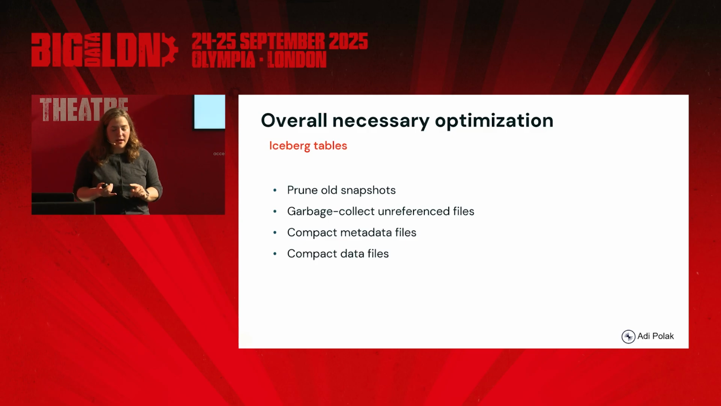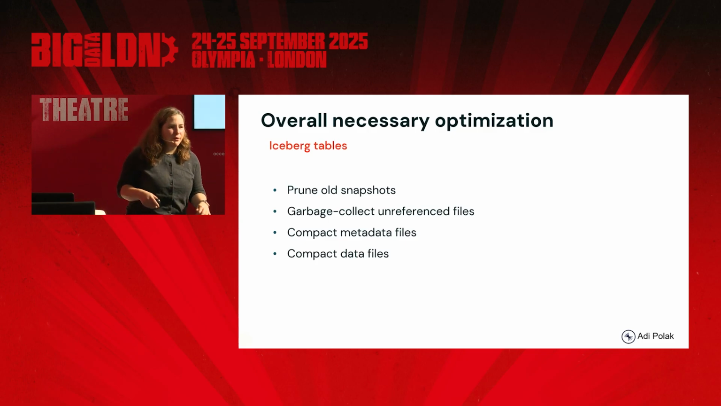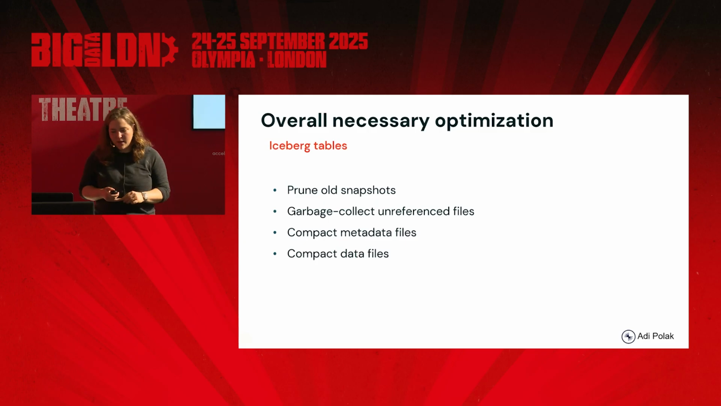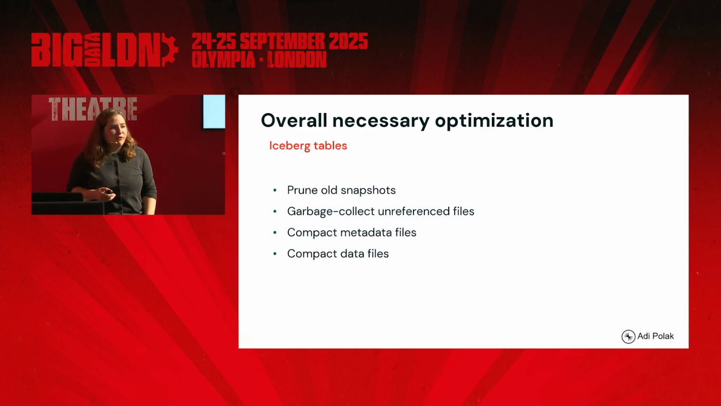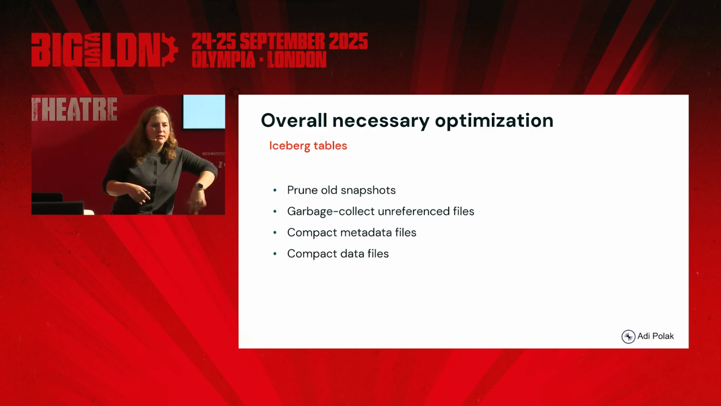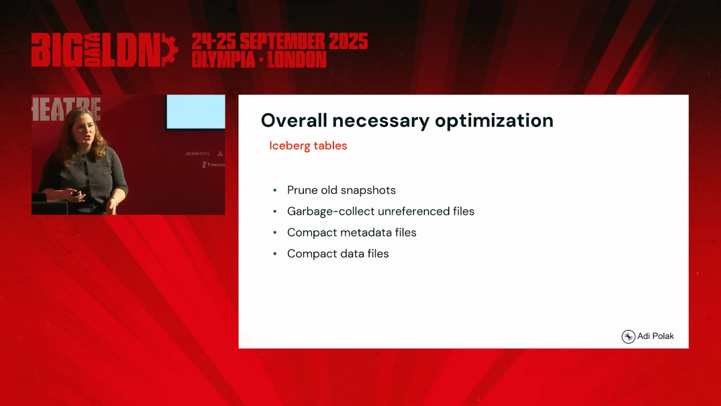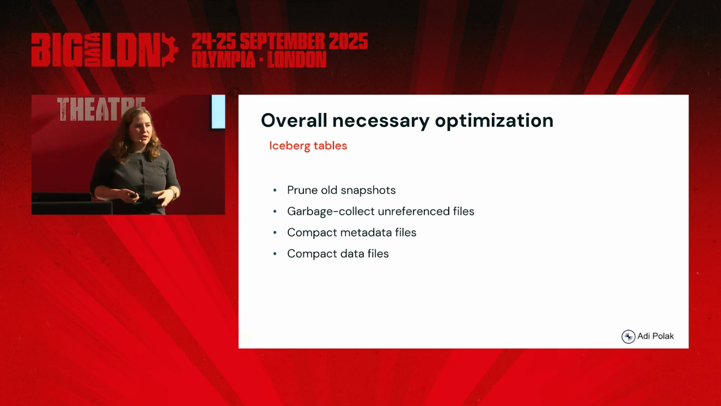Iceberg specifically. One is pruning old snapshots, what we call vacuum, and so on. We want to make sure we're helping customers with the data there as well. Garbage collection of unreferenced files. If I deleted some things, Iceberg just leaves them out there, so we want to make sure to garbage collect them. Compaction of the metadata file.